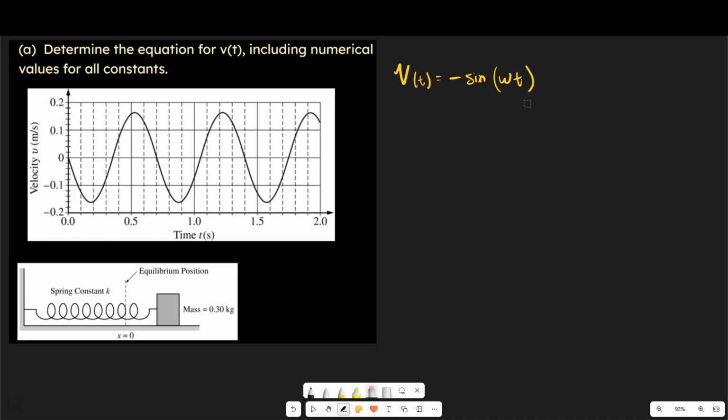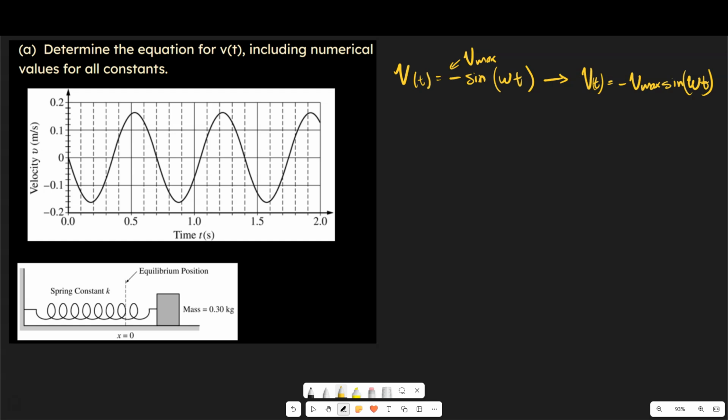It's a function of time. Your angular frequency needs to be in there as well. And we need to put a maximum value out here. So we'll say this is V max out in front. So let's rewrite this. We'll say V(t) is equal to negative V max times the sine of omega t. All right, so that's how we're going to do this. I do want to point out a couple things. This may be a bit of a mystery why we need to have a V max out in front.